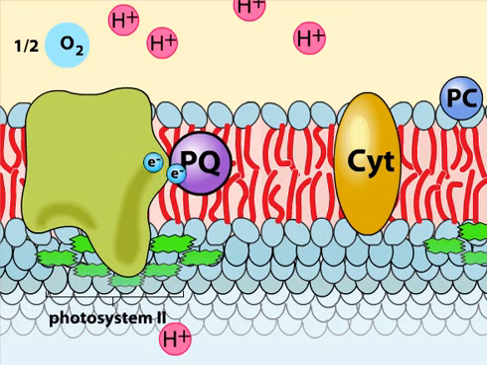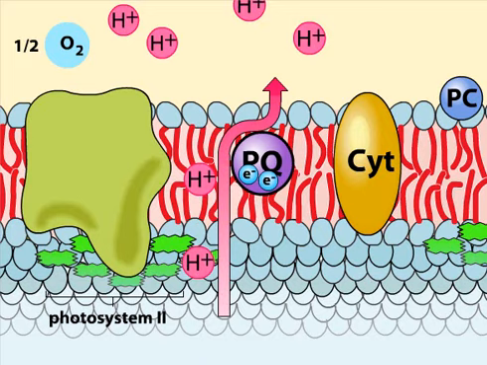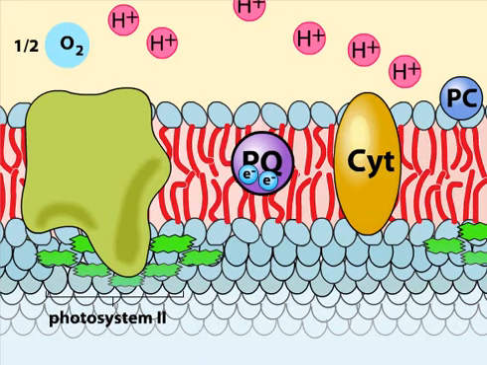As these excited electrons reduce plastoquinone, energy is released and used to move hydrogen ions across the membrane into the thylakoid interior. As hydrogen ions build up inside, they become a source of energy that is later used to make ATP.